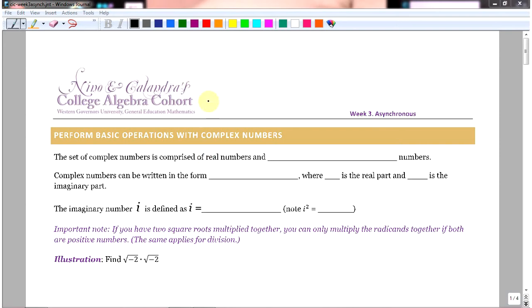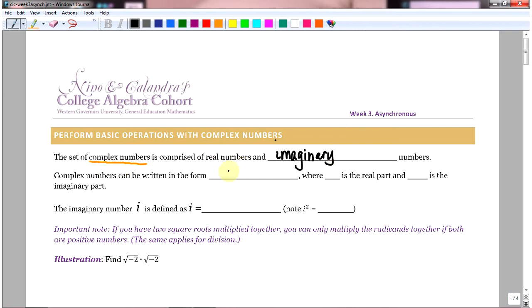The set of complex numbers is comprised of real numbers, which we've seen during week 1, the natural numbers, rational numbers, irrational numbers. Any type of number you can think about is a real number. But the type of number we have not discussed yet are the imaginary numbers. So the set of complex numbers is comprised of both real numbers and imaginary numbers.